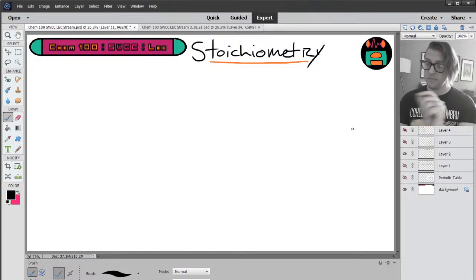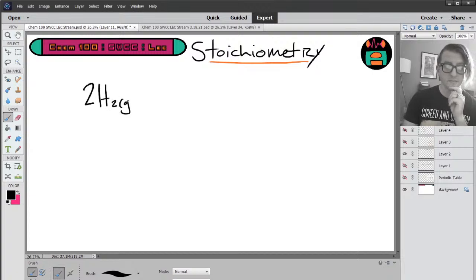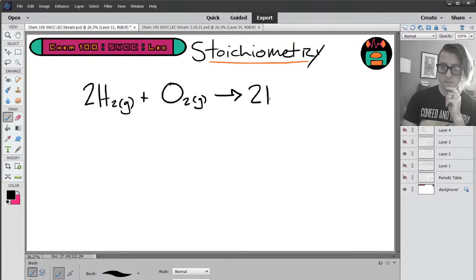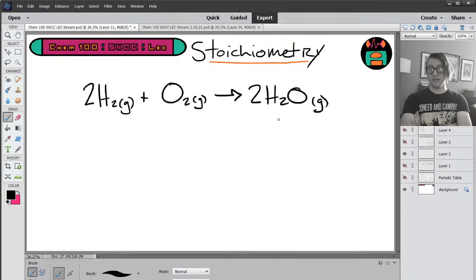All right, let's go back and revisit an equation that we've seen a few times already in this class, the combustion of hydrogen gas. All right, there are a couple ways we can read this equation.